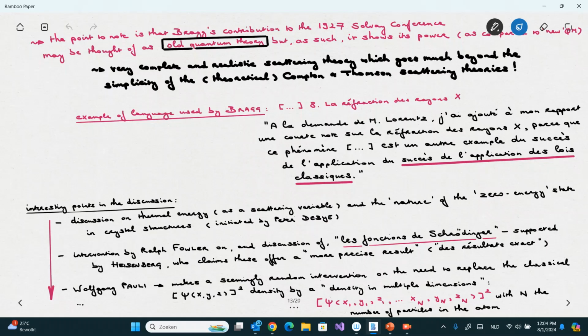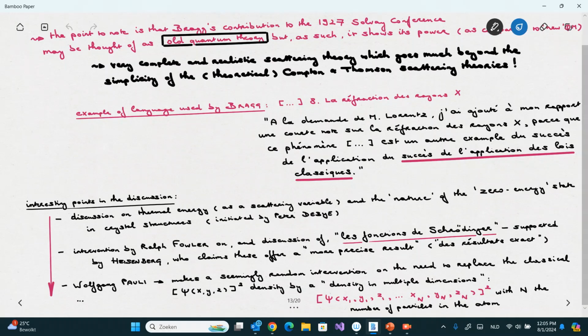The language used by Bragg, when he wraps up, he talks about diffraction, he also talks about refraction. He presents it as "un autre exemple du succès de l'application des lois classiques." So he really says that the laws that we have, and he's talking about the Planck-Einstein relation and stuff, they explain things very well. There is no need for approaching things only in terms of probabilities. So all in all, he presents a very complete overview of scattering theory, I would say, which goes much beyond the simplicity of the things you've learned in introductory courses on physics, Compton and Thomson scattering formulas.